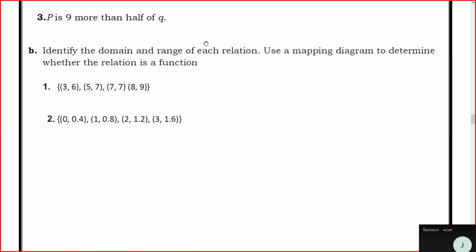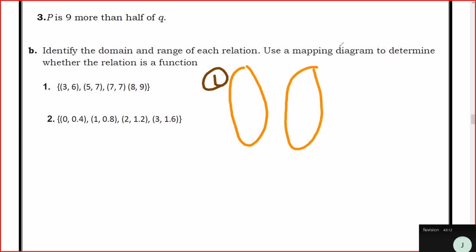Now D. Identify the domain and the range of each relation. Use a mapping diagram to determine whether the relation is a function or not. Now, let's solve number 1 here. Mapping diagram means I need to draw it like this and put the numbers inside. Look at the x values: 3, 5, 7, and 8.